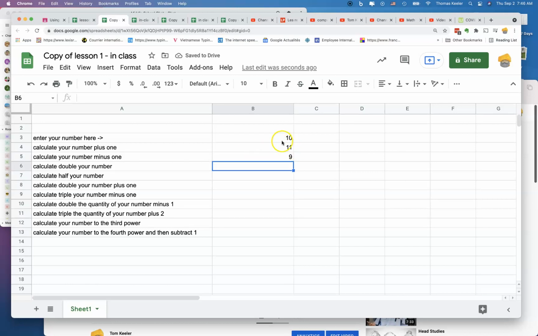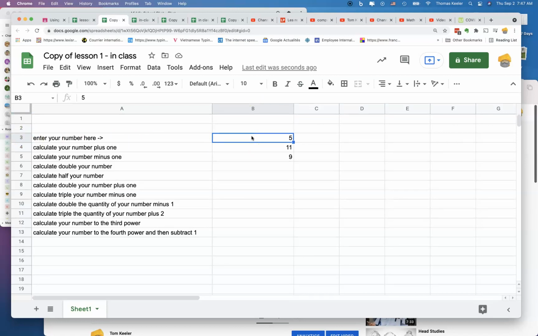But then you decide, well, you know, 10 is a little grand for me. I'm going to do 5. And when you do 5, your number plus 1 doesn't change to 6. That's because you wrote in the number. And so the way that we avoid that is we say, let's just refer to this place all the time by its cell name. And its cell name is, I'm in column B, I'm in row 3.